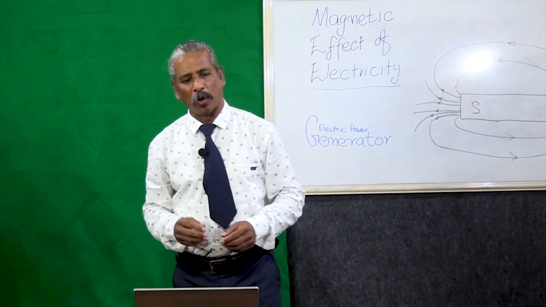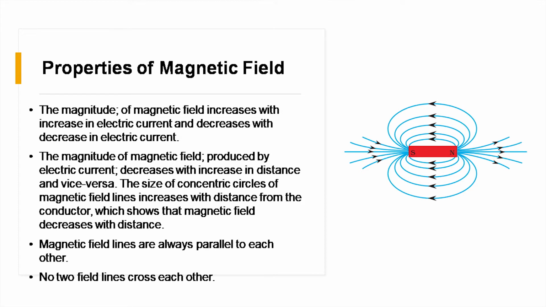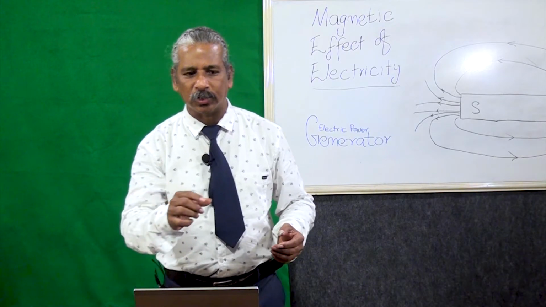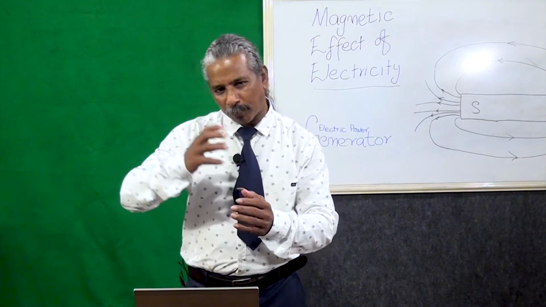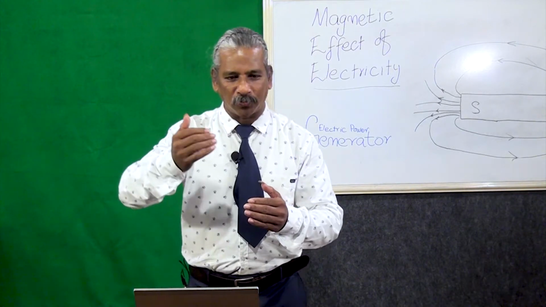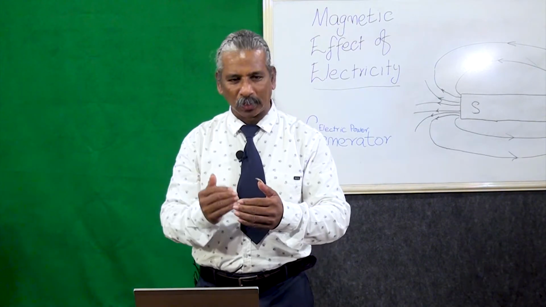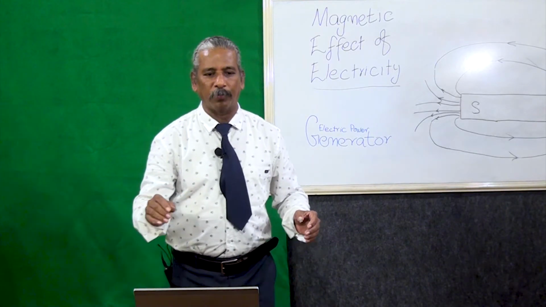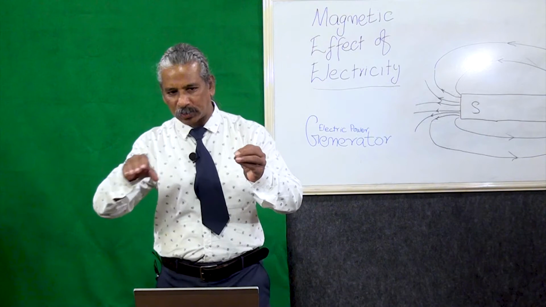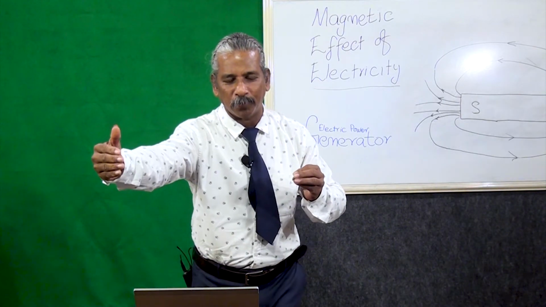Let us see some of the properties of magnetic field. The magnitude of a magnetic field increases with increase in electric current. When you supply more electric current, the magnetic field will increase. When you reduce the electric current, the magnetic field will reduce. The magnitude of magnetic field produced by electric current decreases with increase in distance.